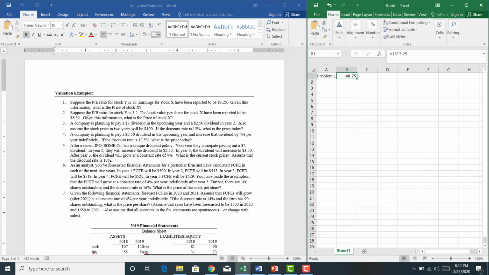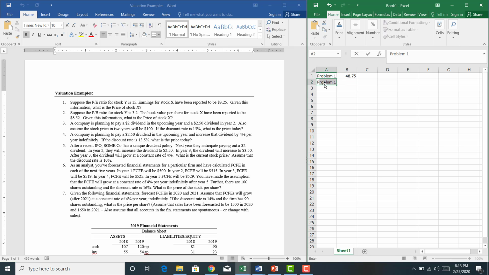Now in problem 2, we're going to suppose that the price to book ratio, where the book value in the denominator of that ratio might be the book value of equity per share. So the price to book ratio for stock Y is 3.2. The book value per share of stock X has been reported to be $8.52. Given this information, what is the price of stock X?